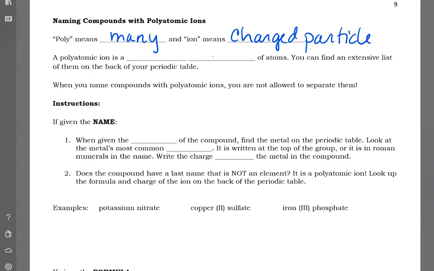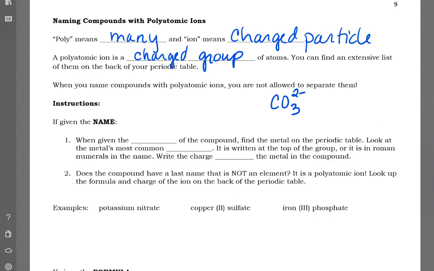A polyatomic ion is a charged group of atoms. And there's an extensive list, of course, on the back of your periodic table that you can look at. When you use a polyatomic ion, basically they stay together. Okay, for instance, if you have CO3, carbonate has a -2 charge.